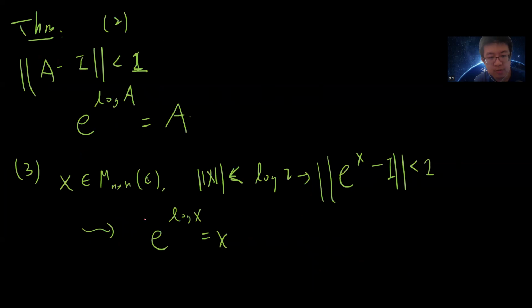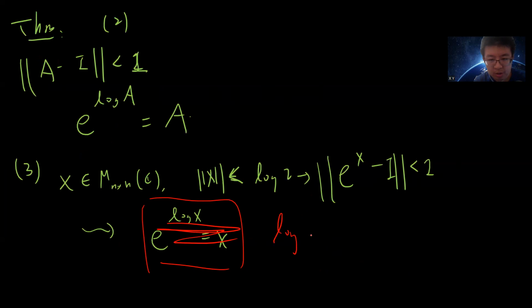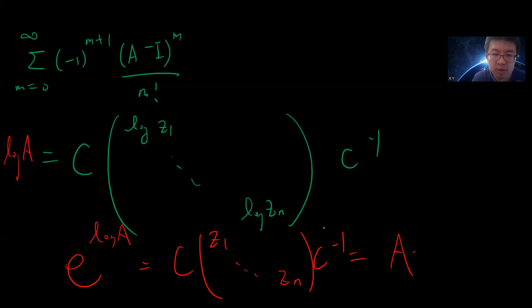Conversely, you can also prove this. This looks stupid, right? But what I'm saying is that this is log of exponential X equals X. Basically, I proved that e to the log A is A. We can also prove that log of e^X is X. This is another proof, but it follows the same idea. And you might ask, what if A is not diagonalizable?